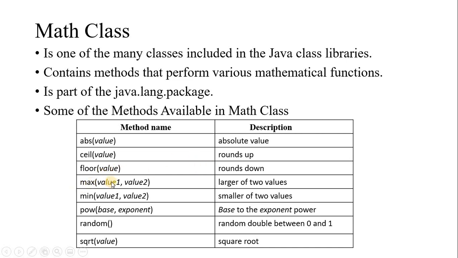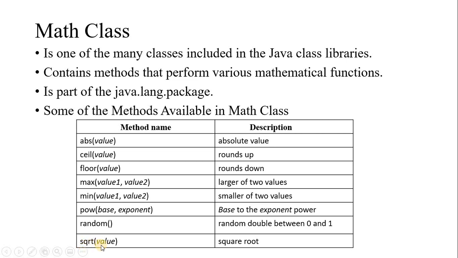Maximum of two values: if you give value 1 and value 2, the larger value will be identified. In the same way, minimum of two different numbers: value 1 and value 2 you give, and it checks which one is the smaller value. Power: we have a base value with an exponent value, and it finds the power of the number based on the exponent. Random always generates a random number between 0 and 1. It can be any value between 0 and 1, and every time the value will be randomly generated.